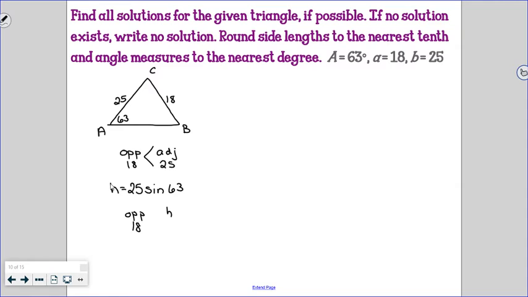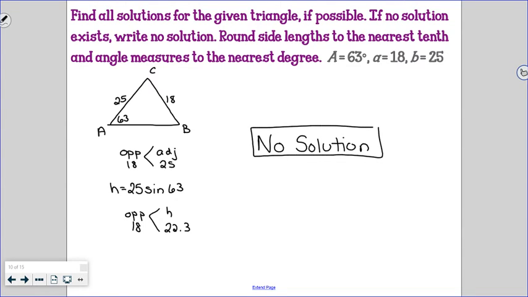Go ahead and grab your calculators, get that typed in. It's 22. And comparing those, I see that the opposite is less than the height. If the opposite is less than the height, what does that tell me? No triangles. Direction said if we don't have a triangle to write no solution. So that is exactly what I will write. No solution. Done. Move on. Okay, so we'll look at one that has a solution then.